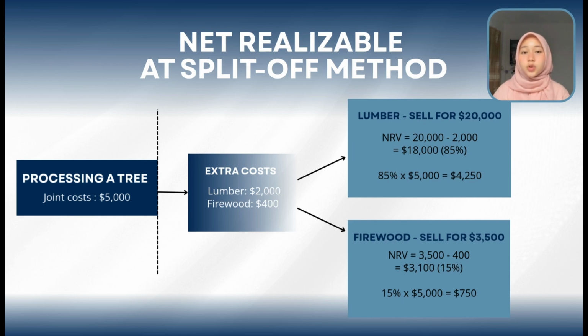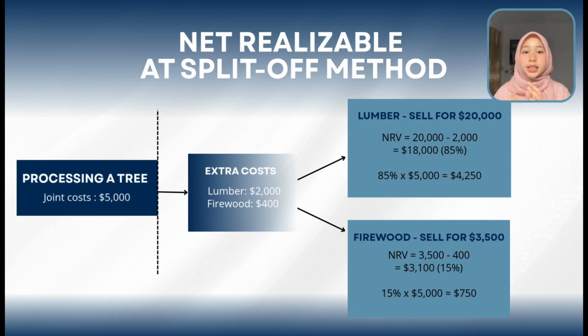This specific method is used when joint products cannot be sold directly at the split-off point because they require further processing to become marketable. Okay, as shown in this diagram, our initial joint cost is still $5,000. However, after the split-off point, both products incur extra costs for further processing. Okay, for lumber, it requires an additional $2,000, while firewood requires an additional $400. After being fully processed, lumber is eventually sold at a final price of $20,000.